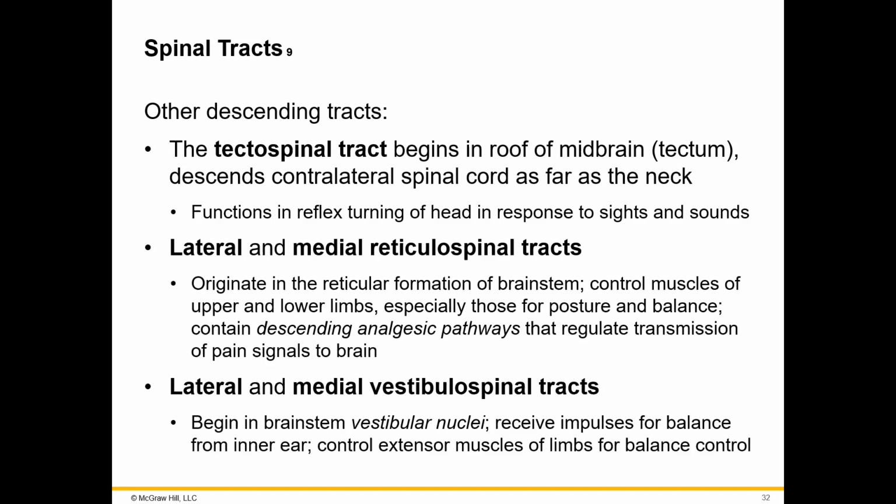And then you have two more tracts. You see, they all end with spinal. You have the lateral and medial reticulospinal tract. They originate, from the name reticulo, in the reticular formation of the brainstem, and they control the muscles of the upper and lower limbs, especially those for posture and balance. They contain descending analgesic pathways that regulate transmission of the pain signals to the brain.